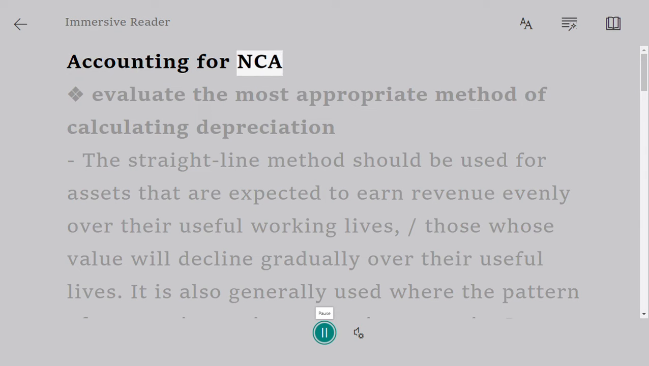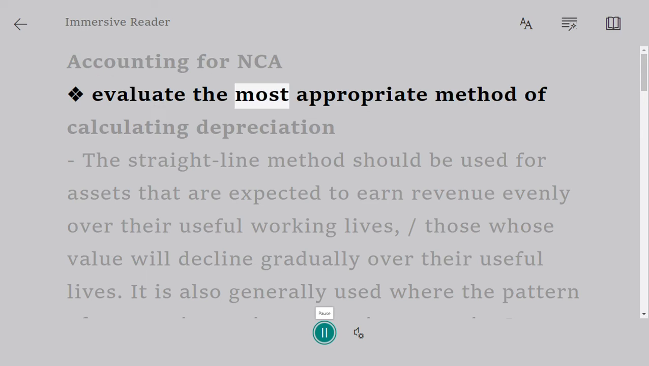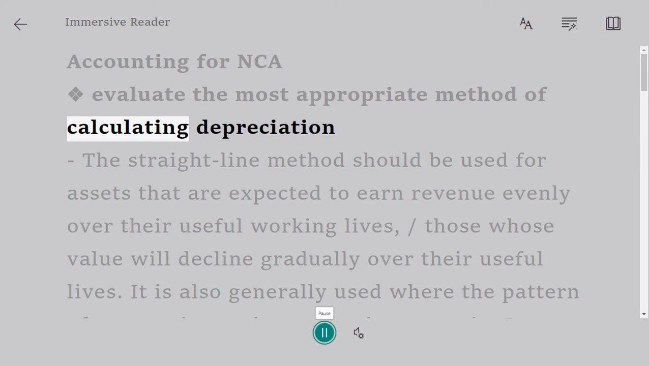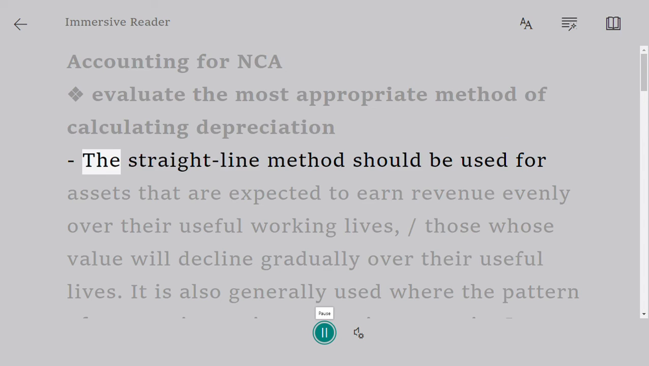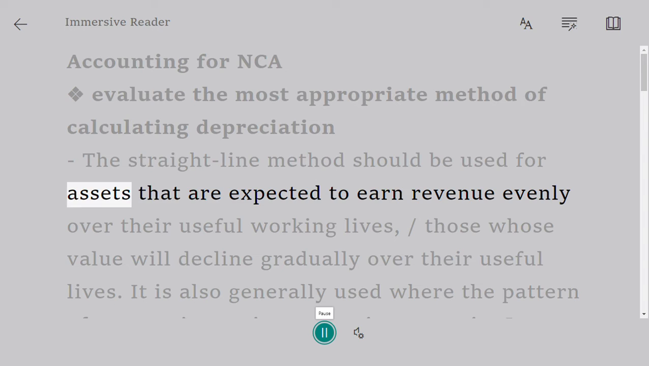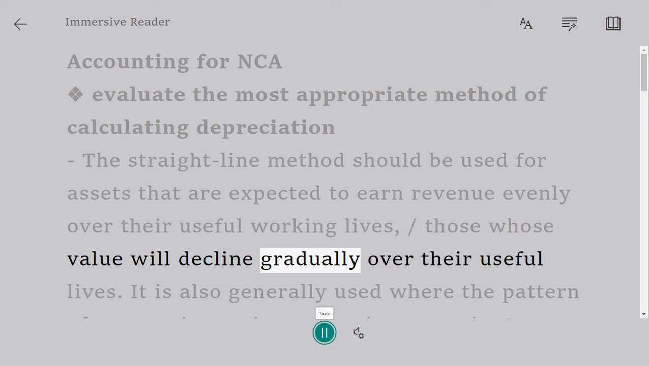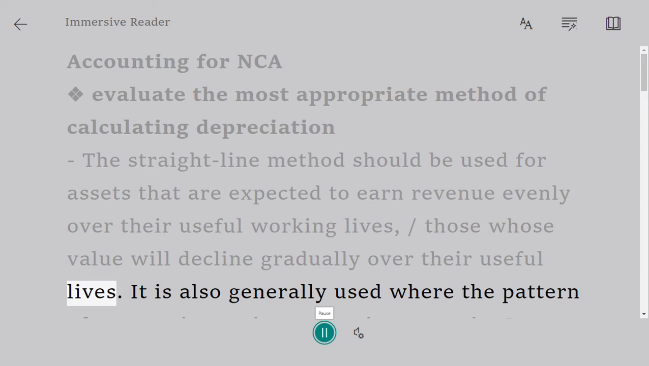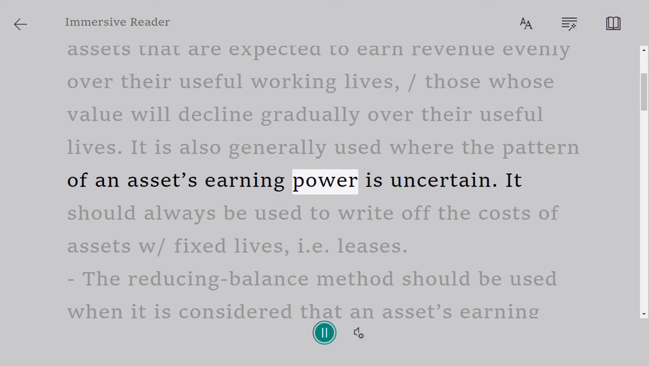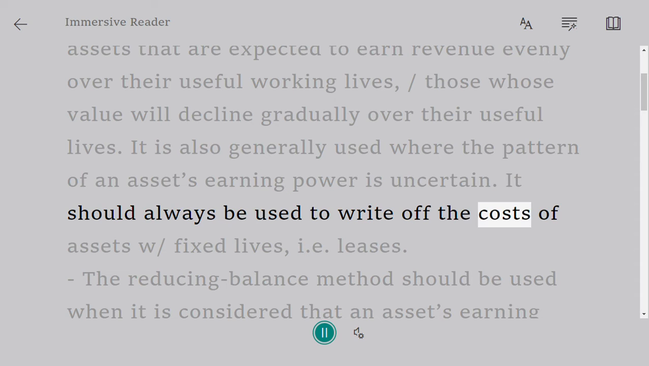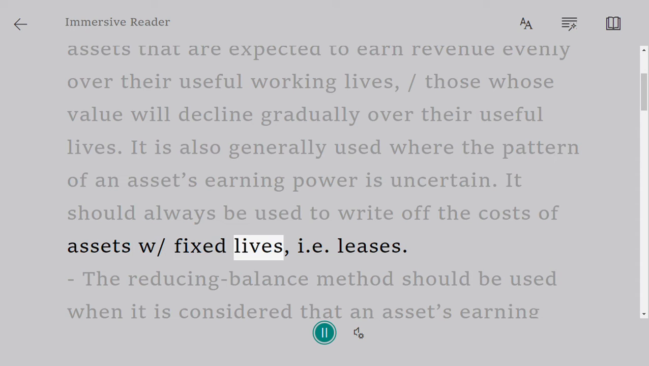Accounting for NCA. Evaluate the most appropriate method of calculating depreciation. The straight-line method should be used for assets that are expected to earn revenue evenly over their useful working lives / those whose value will decline gradually over their useful lives. It is also generally used where the pattern of an asset's earning power is uncertain. It should always be used to write off the costs of assets with fixed lives, i.e. leases.